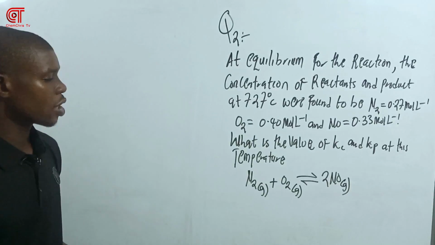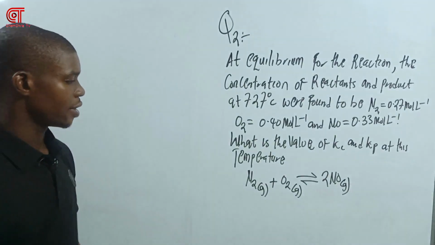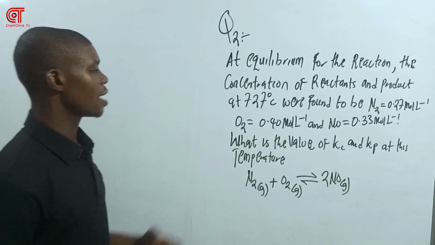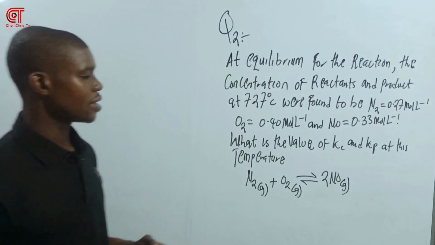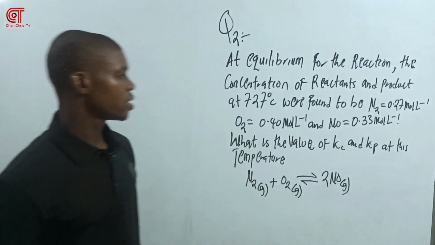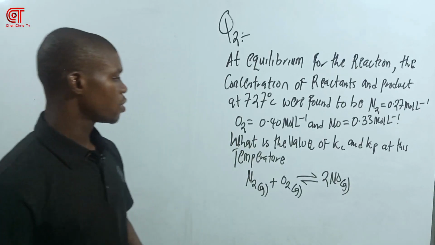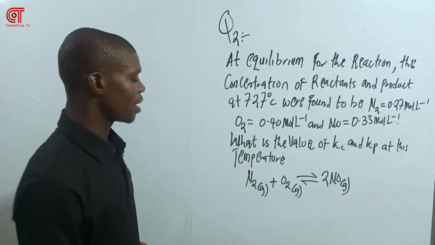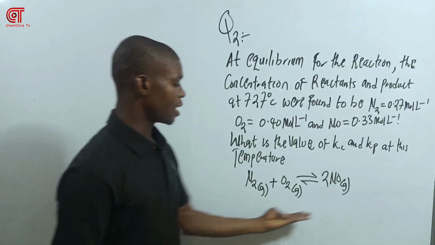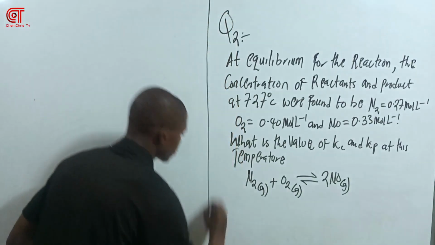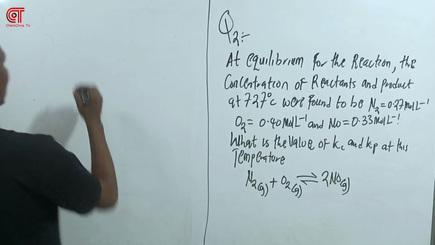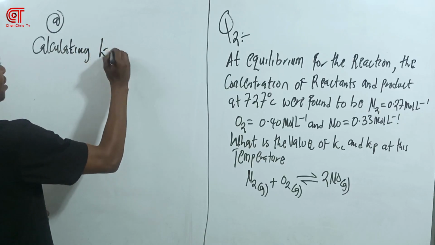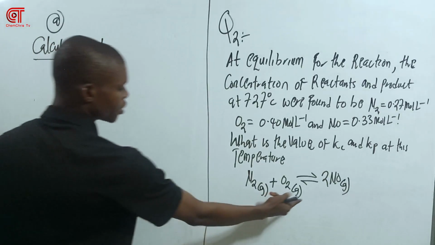So now look at the second question. The second question is a little bit different from the first question. At equilibrium for the reaction, the concentrations of reactants and products at 727 degrees centigrade were found to be N2 equals 0.27 mole per liter, O2 equals 0.40 mole per liter, and NO equals 0.33 mole per liter. What is the value of Kc and Kp at this temperature? Here is the reaction. The first thing you want to do here is calculate Kc, and this is the equation here.